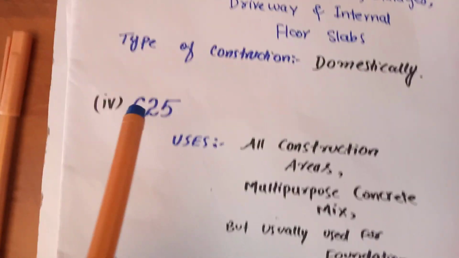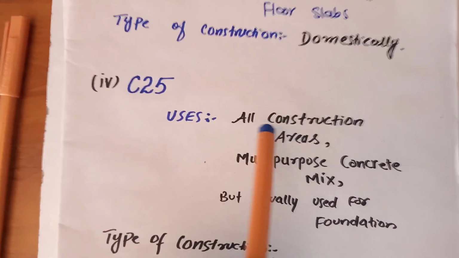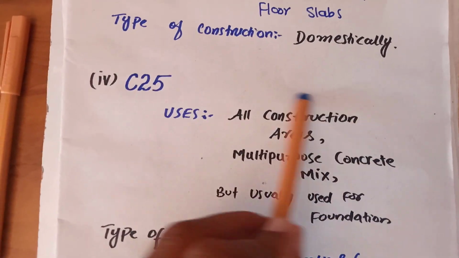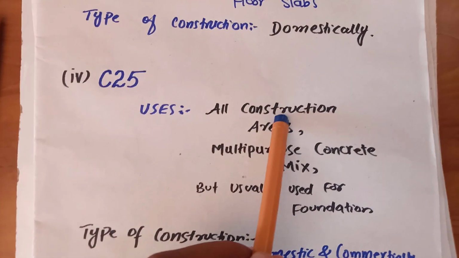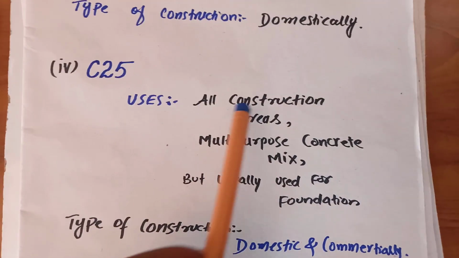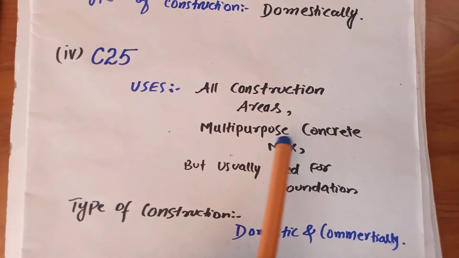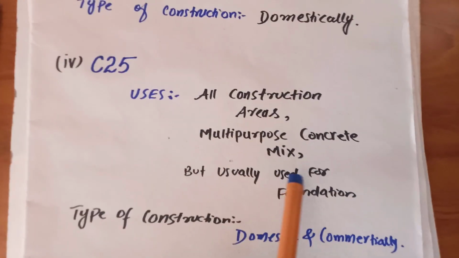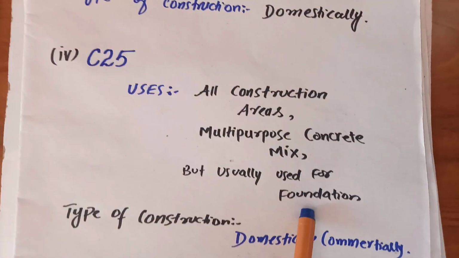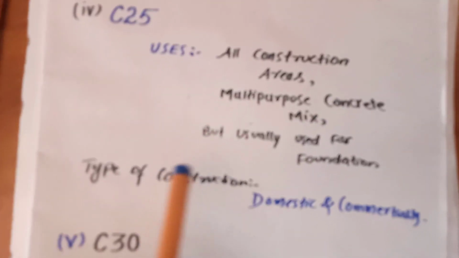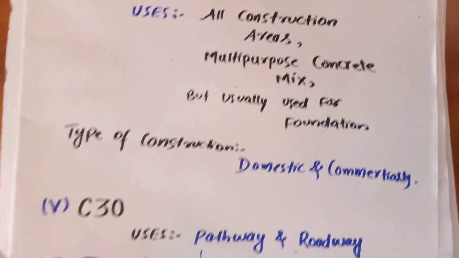Now we can use C25 in all construction areas. Remember, in all construction areas of domestic work and commercial work. This is also used as a multi-purpose concrete mix, but usually used for foundations. We mostly use it in foundations, and we can use it both domestically and commercially.